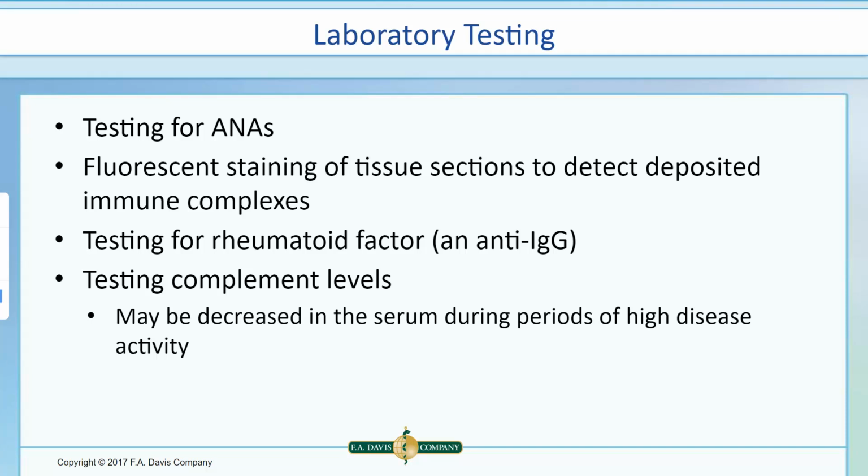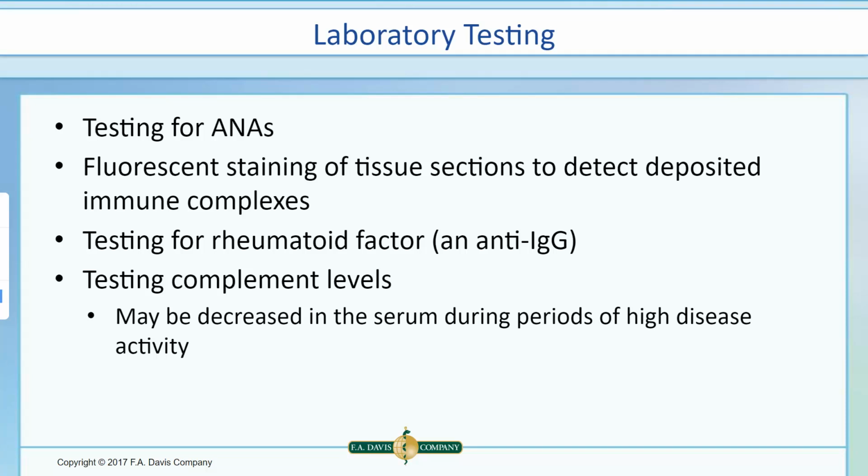Laboratory testing. So testing for ANAs. ANAs are anti-nuclear antibodies. They're antibodies that are against certain cellular components related to the nucleus. So it could be the nucleus itself, DNA, RNA, components of the nucleus. These are elevated in certain types of autoimmune diseases.